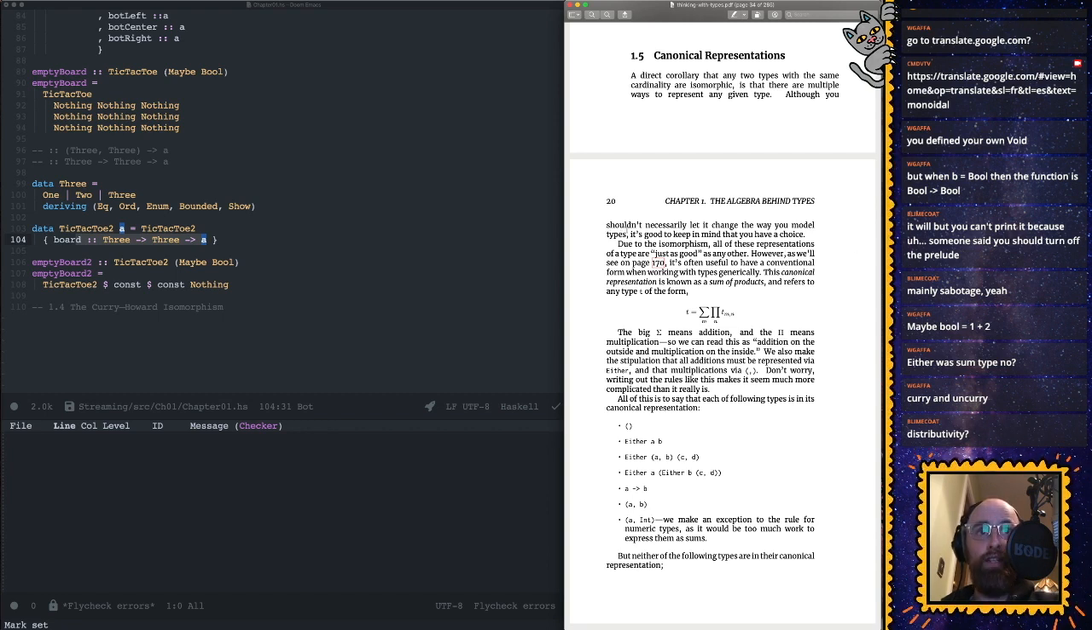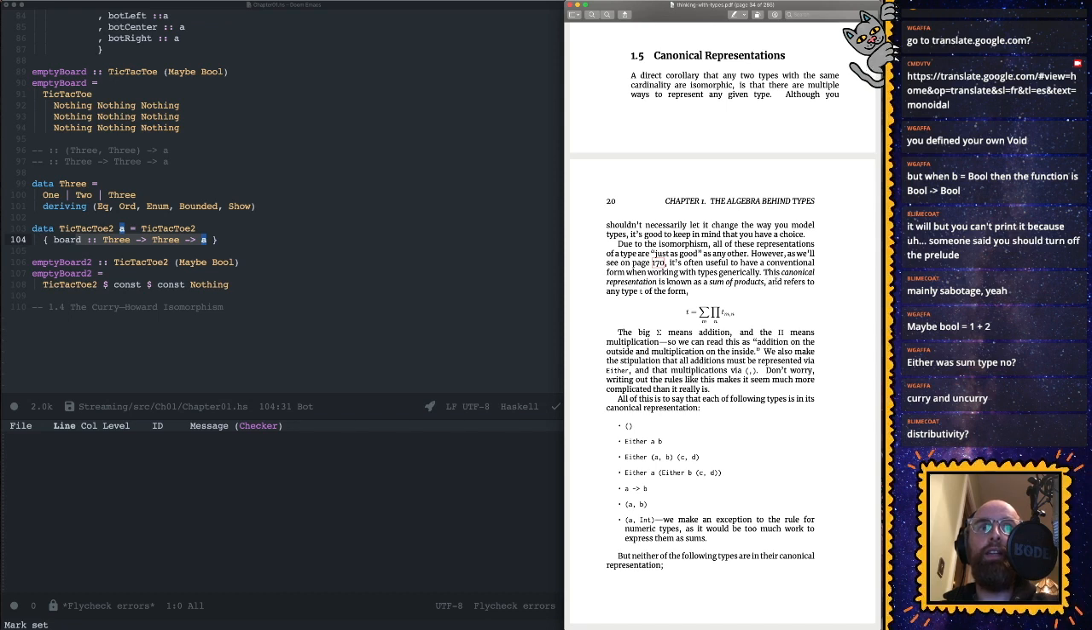So you shouldn't necessarily let it change the way you model types. It's good to keep in mind that you have the choice. Due to the isomorphism, all the representations of the type are just as good as any other. However, as we'll see on page 170, I'm not going to click it, it's often useful to use the canonical form when working with types generically.